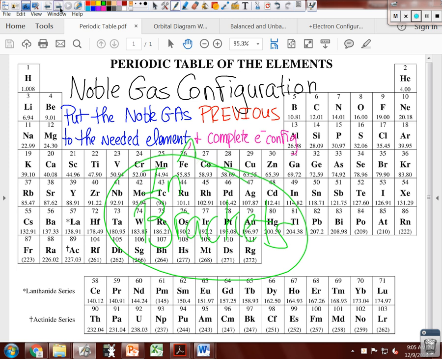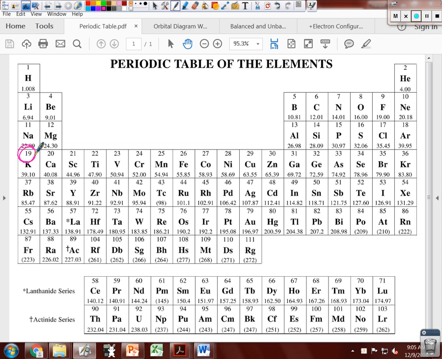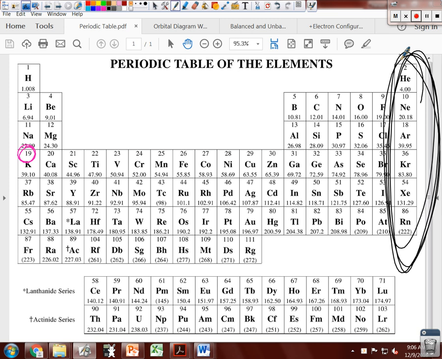All right, so let's look at what we do. So again, we're working with potassium. What it said to do was take the noble gas previous to the needed element. So if potassium is number 19, first of all, where are the noble gases? This group right here. Okay? So, if potassium is 19, which noble gas is previous to 19? Argon. And what do you put it in? Brackets. All right, so stay with me. This will make sense. Do you agree that we are looking for potassium? That's the one we're working with. Okay? So we're going to put argon in brackets.